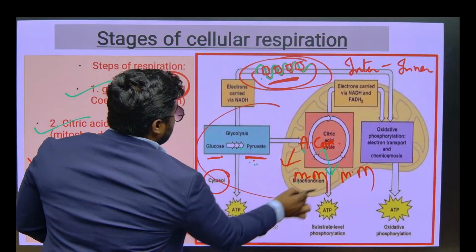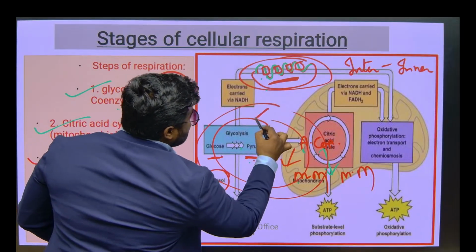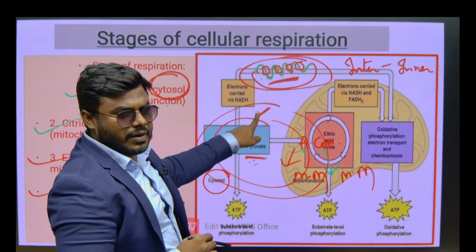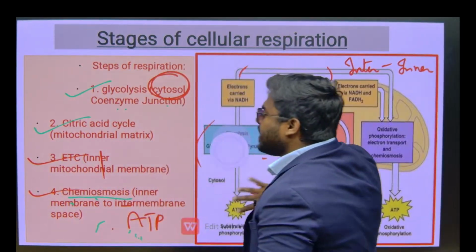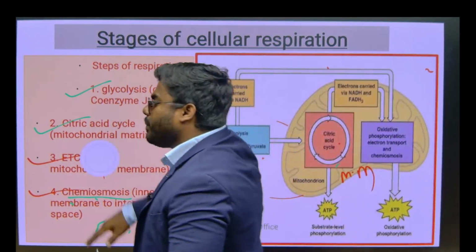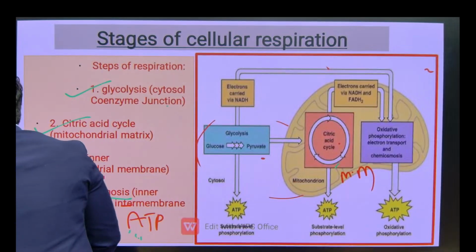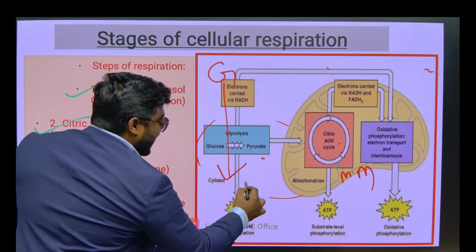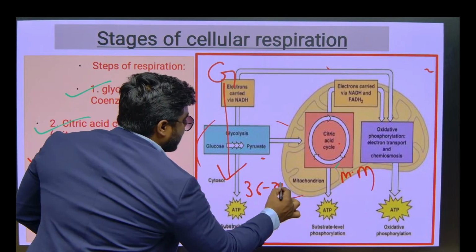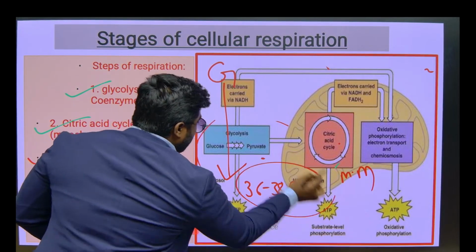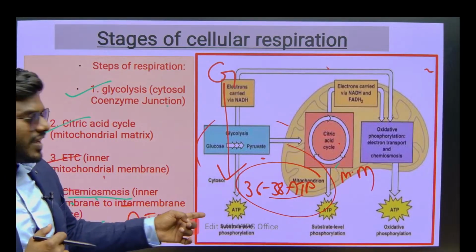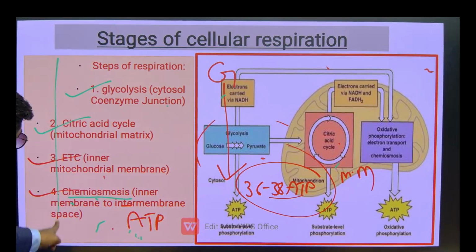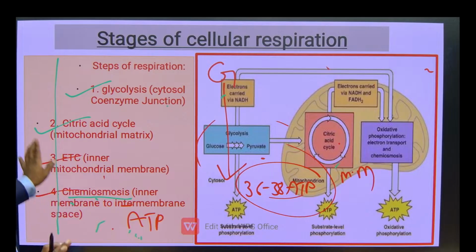So this is outer, this is inner, exactly here it will occur. Correct? So by using these 4 processes, we break down the glucose and we give rise to energy. How many molecules? 36 to 38 molecules of ATP. But we can't get it in a simple step. We have to undergo all these steps. This is exactly the concept. Every single question comes from these 4 steps.